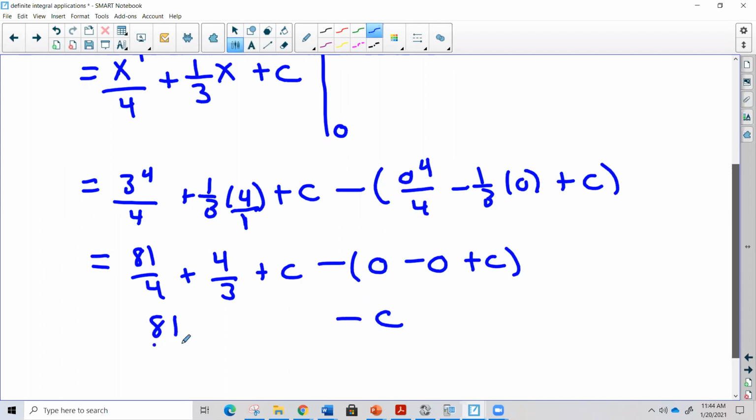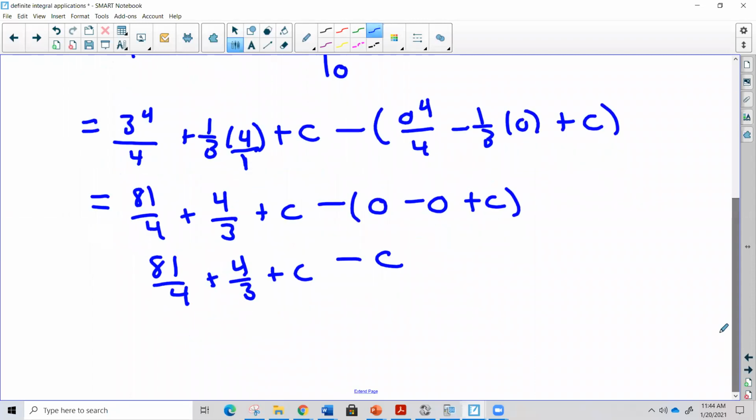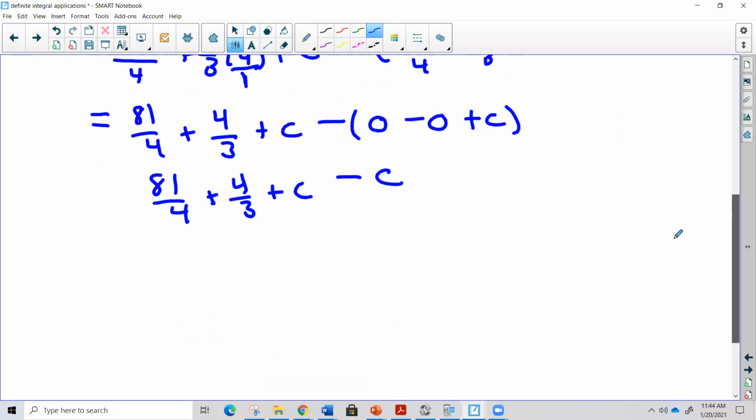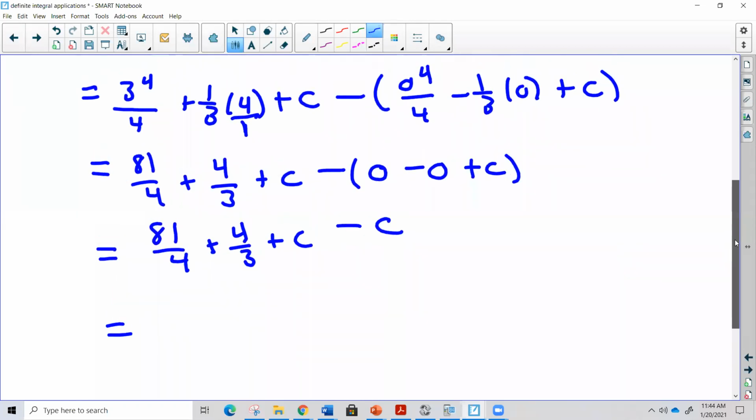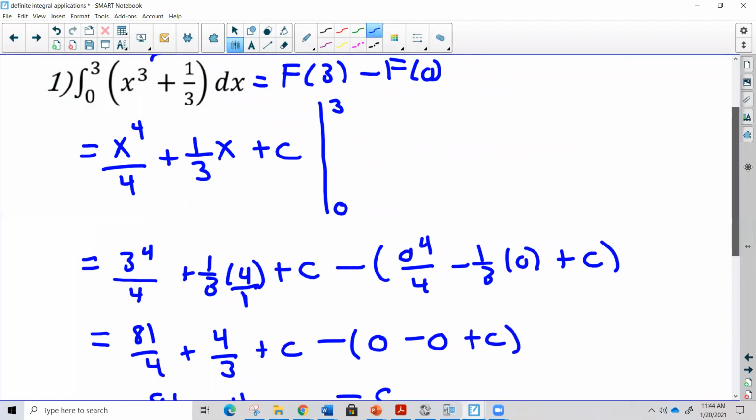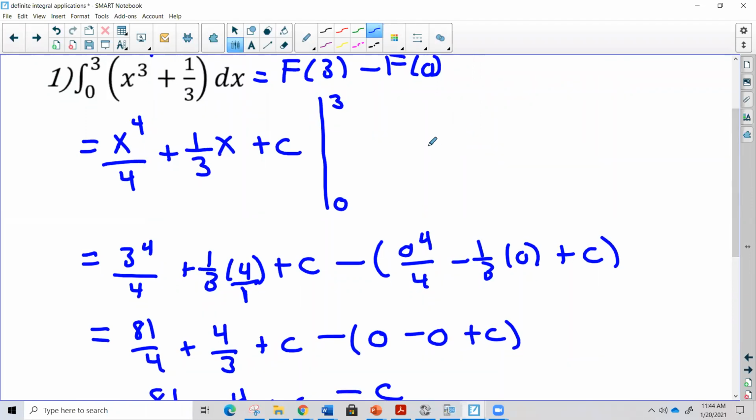Now, notice what happens with the c's. Well, c minus c is 0. They just cancel, and that will always happen. So because of that, when we do definite integrals, because it's just kind of extra work, most of the time we don't put plus c. So usually we just do this and then plug in our 0 and 3.